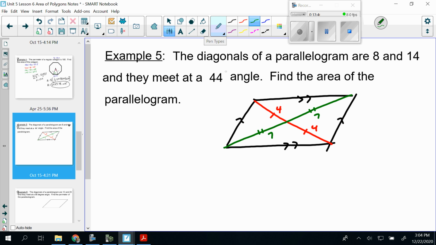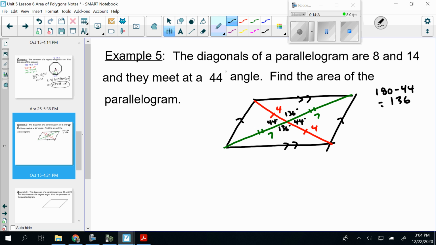And then it says that they meet at a 44-degree angle. 44 would have to be the acute angle, not the obtuse one here. So this would have to be 44, which also means the opposite angle would be 44. We can easily find that other angle by subtracting from 180. So our other angle here would be 136, which means this angle is also 136. Find the area of the parallelogram. So I think we got all the information that we can right now, but we have side angle side going on right now.